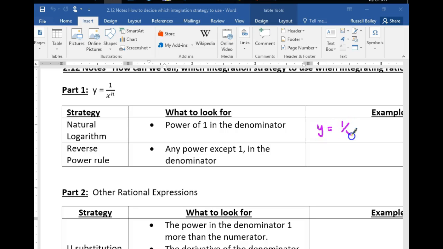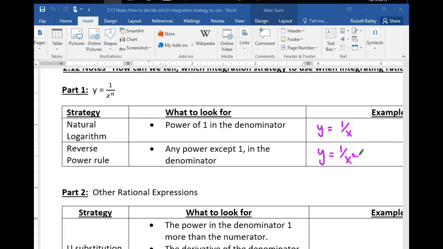you'll want to fill this in with me. 1 over x, that's to the power of 1, right? Or the power will be something other than 1. So for instance, y equals 1 over x squared. So those are the two types. It could be y equals 1 over x squared or x cubed, but so long as that power is anything except 1, it goes in the second category.